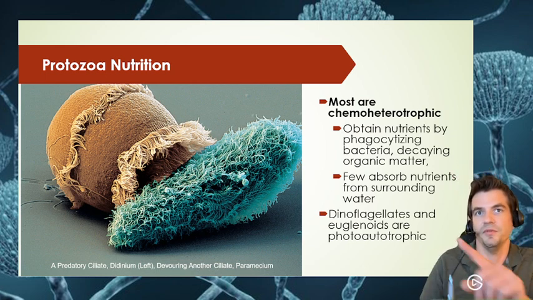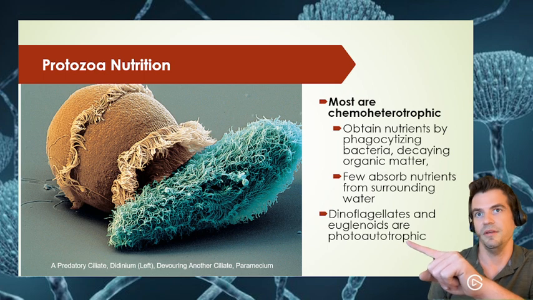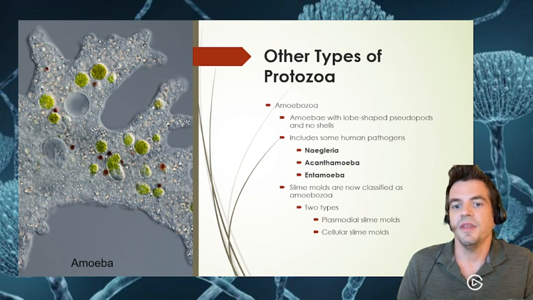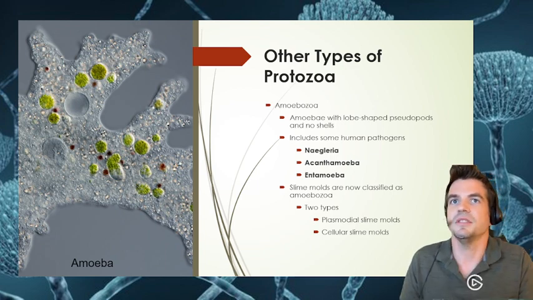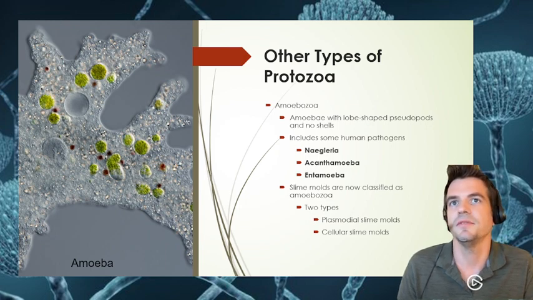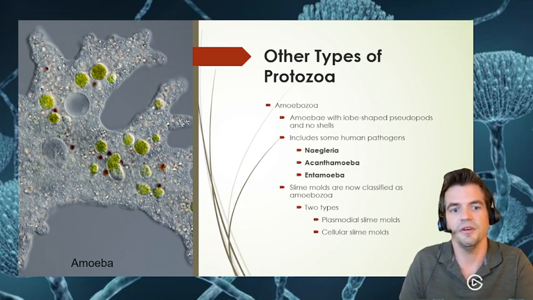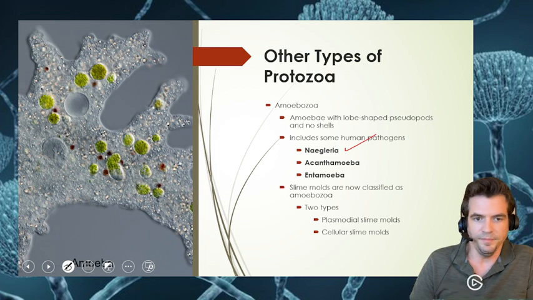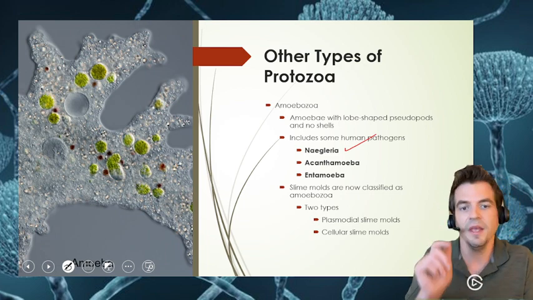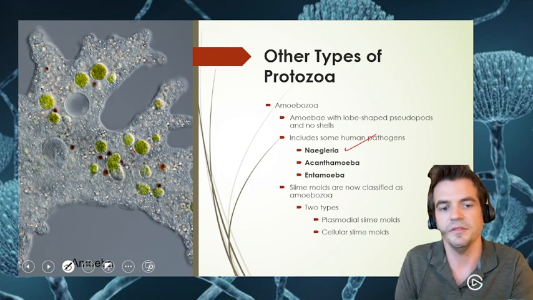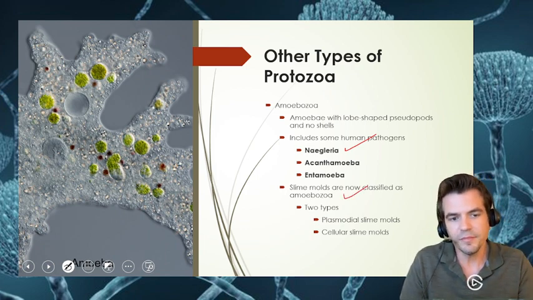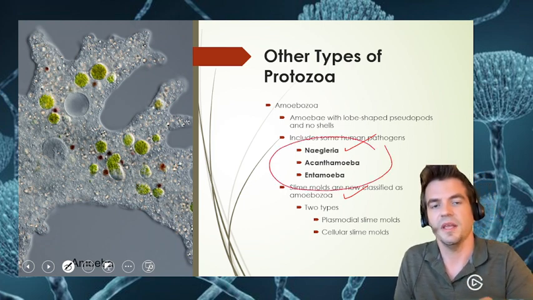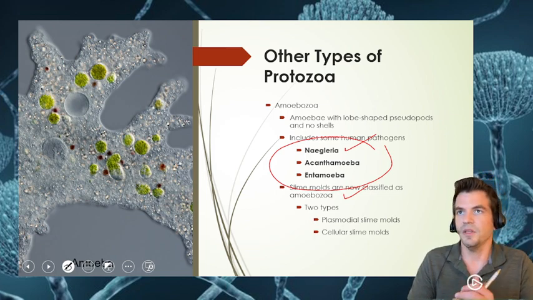Okay, so they mostly absorb nutrients from other creatures, except for dinoflagellates, which are photoautotrophic, which means that they get their energy from light, and they make it themselves. Finally, we have that amoeba that disassembles its skeleton as it moves. We can have several types of amoebas, Naegleria being one of our most popular ones. And we have slime molds also that are classified as amoebozoa now. And just interesting to note that these are our pathogens, and that is our topic on protozoa.